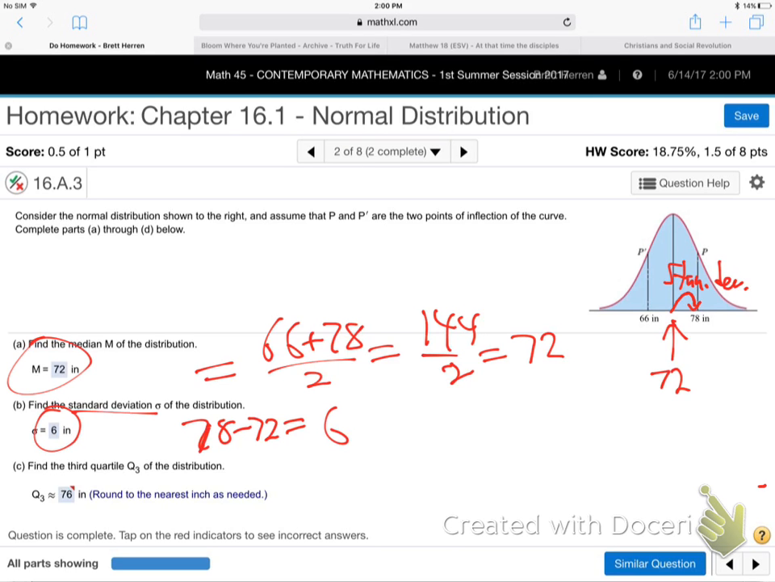Good. Now, third quartile. I need to give you a formula for that. Let me grab, I don't remember what it is.